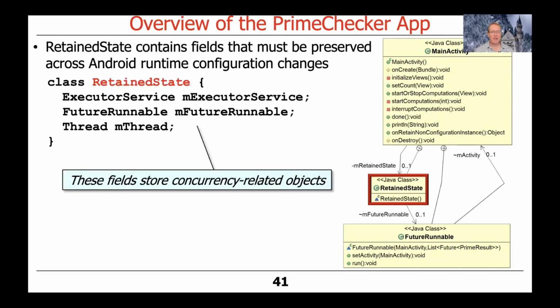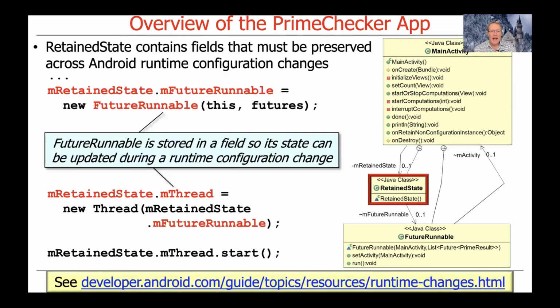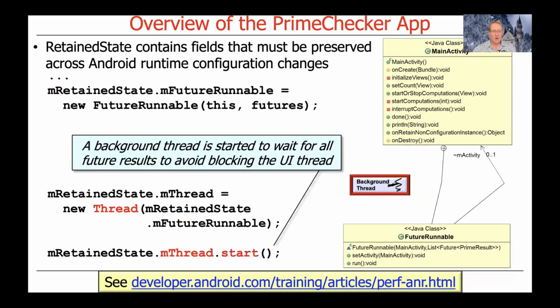Something else I'll just mention briefly. This is a very clever technique you can use with Android. It's called retained state. It will be used to preserve all the concurrent computations and let them continue running when an Android runtime configuration change occurs, which is that rotation from landscape to portrait or vice versa. What we do is stick all the concurrency-related objects into this thing called retained state. We use this to store things like the future runnable, the thread that we start, and so on.